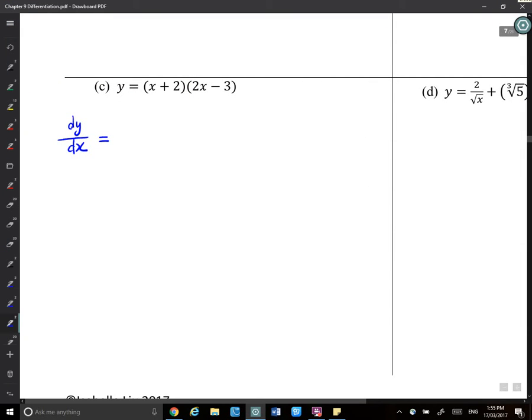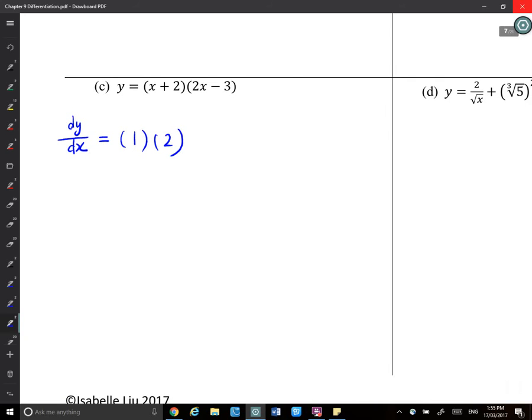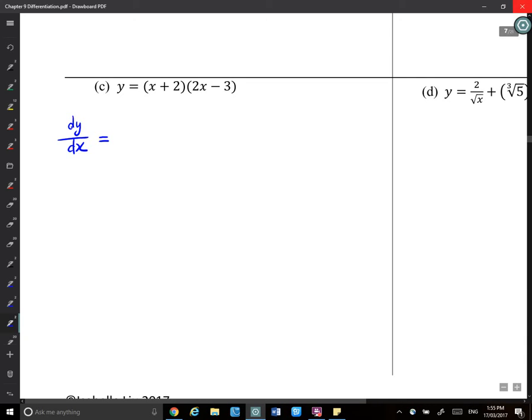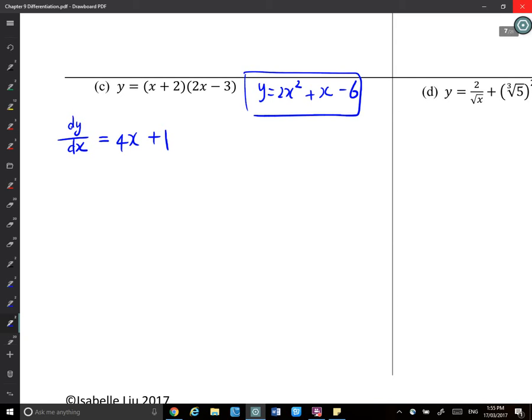So tell me, can I do 1 times 2? You can't differentiate them separately and times them. You need to use the product rule, which we haven't really learned last year. But what you can do for that one is to expand them. You have 2x squared plus 4x minus 3x, plus x and minus 6. So you need to expand that and then differentiate that. So here you will have 4x plus 1. You can't directly differentiate and times the answer together.